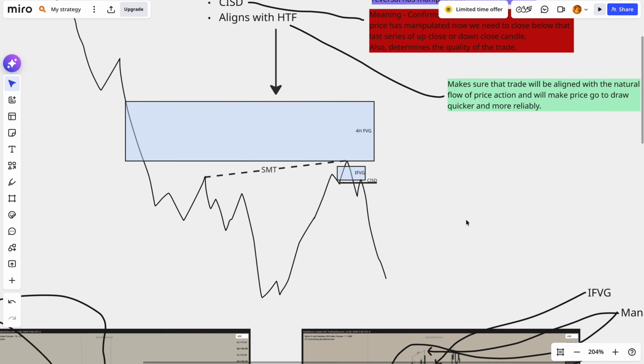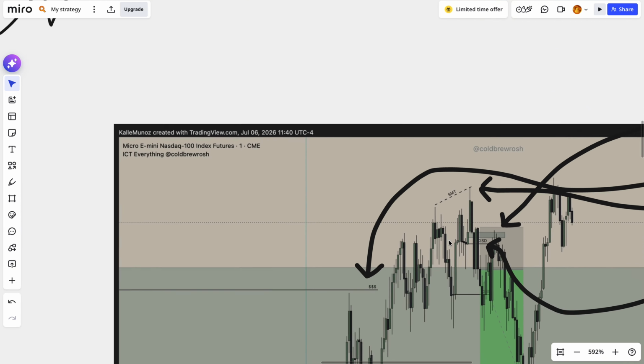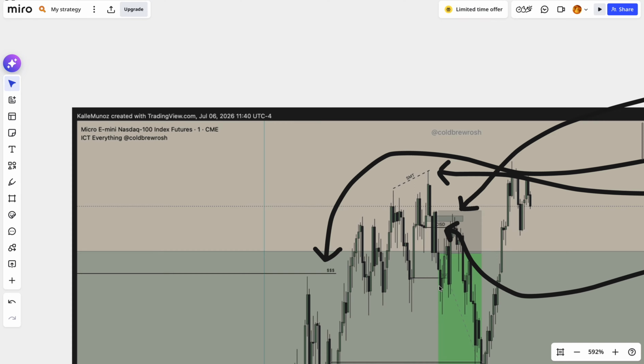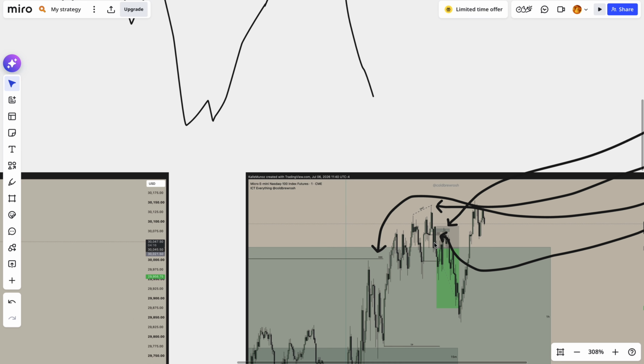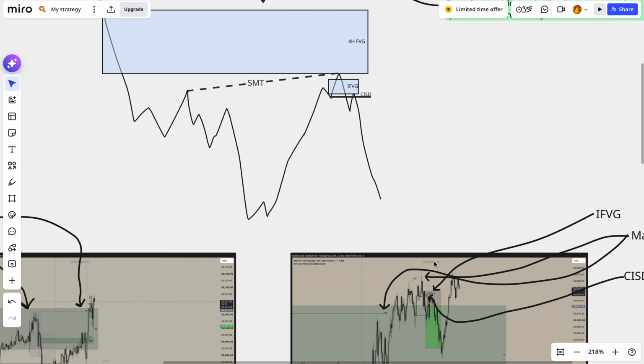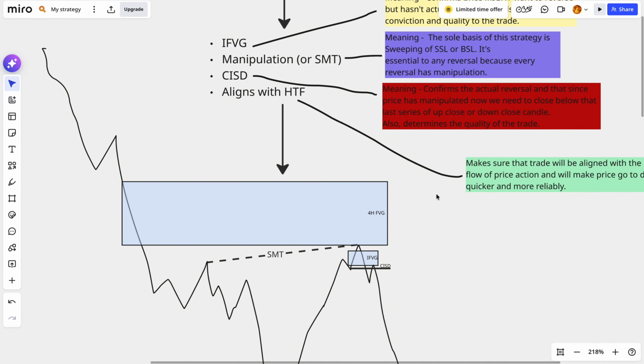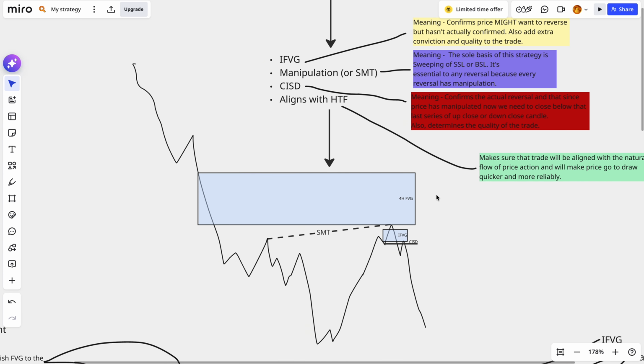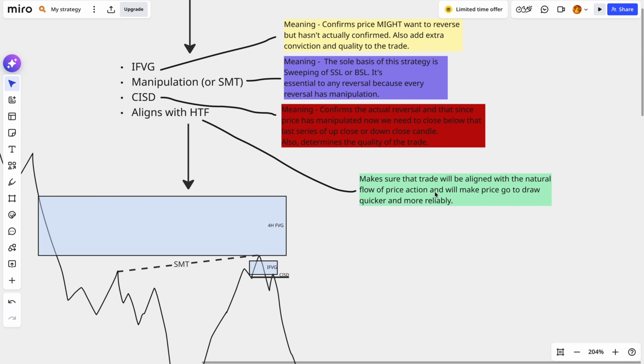But with just the IFEG, you're just taking that off, because the IFEG is the first one that gets ran. So you might be taking that, and then it might take another 10 candles to get to the change of the state. So it's just not great to use just the IFEG, because adding the change of the state adds that extra check: is this really a good trade? And then it aligns with the higher time frame.